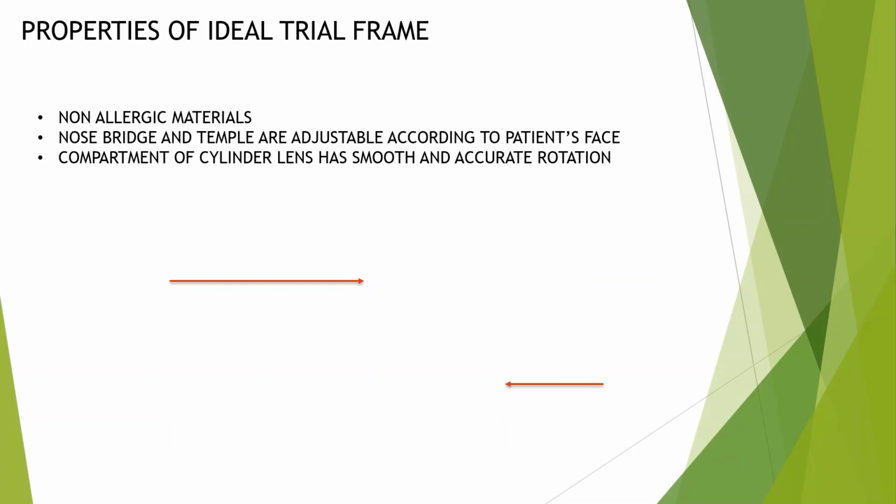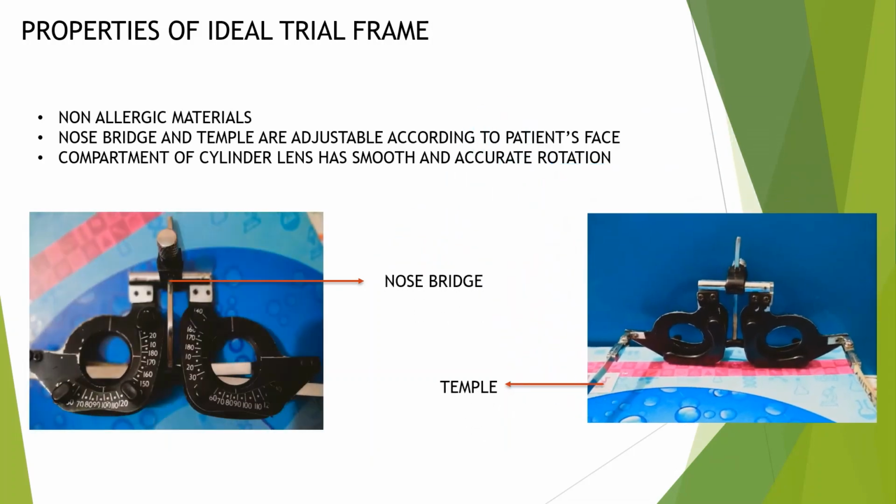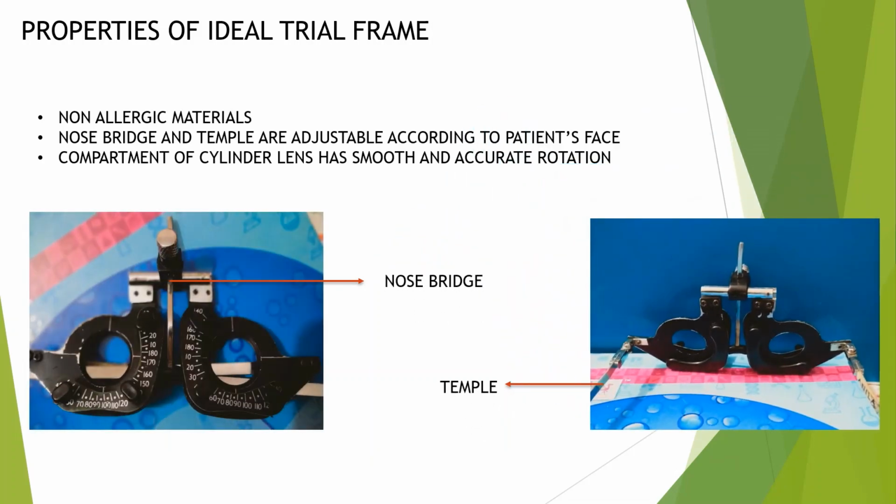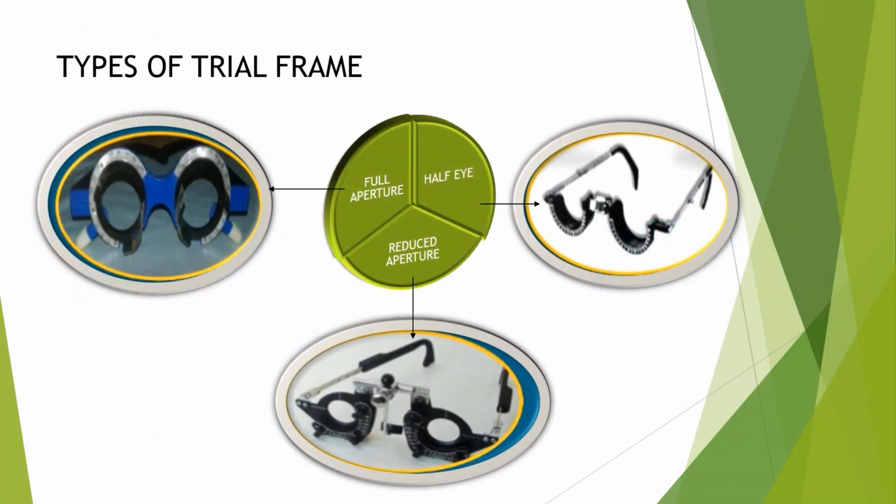Properties of ideal frame are: it should be made up of non-allergic material. Nose bridge and temples are adjustable according to patient's face. Compartment of cylinder lenses has smooth and accurate rotation. Types of trial frames are full aperture frames, reduced aperture frames, and half-eye trial frame.